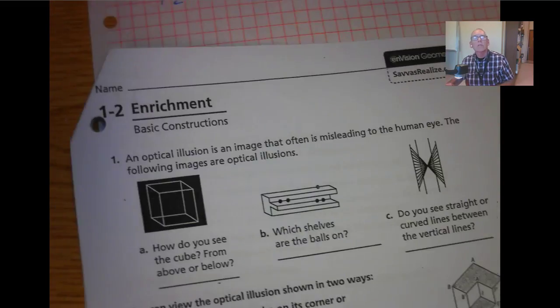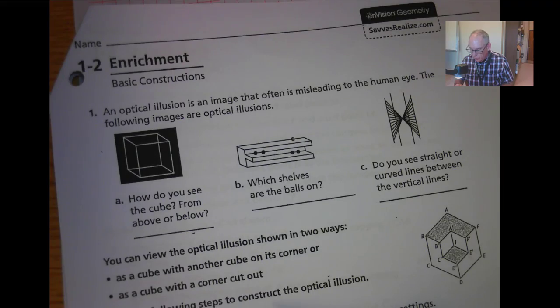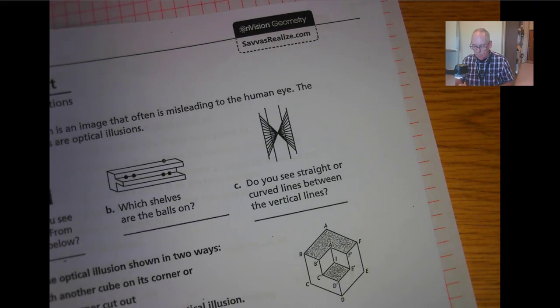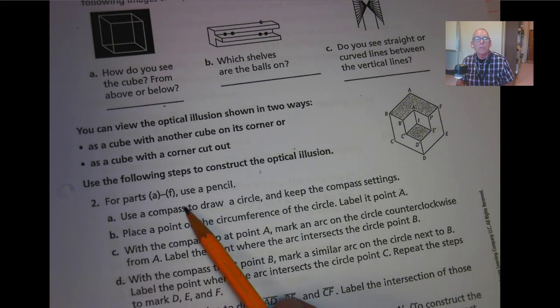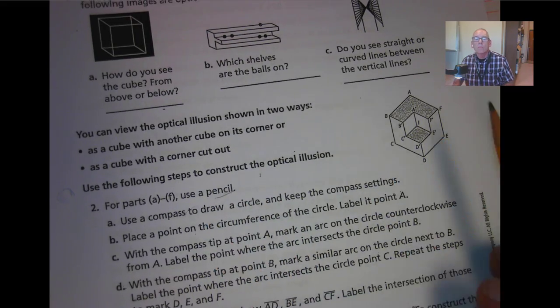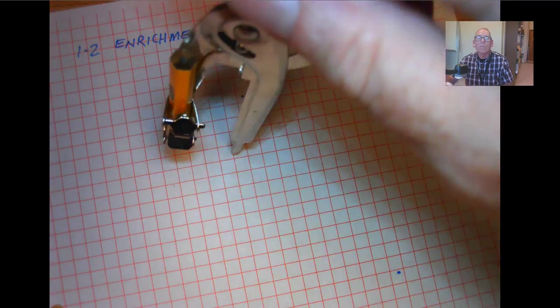Okay, this is the 1-2 enrichment, basic constructions. So we're talking about optical illusions. If you stare at that cube in part A enough, sometimes it looks like it's going back into the paper, sometimes it looks like it's coming out of the paper.